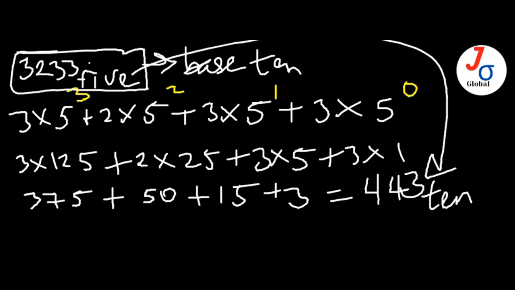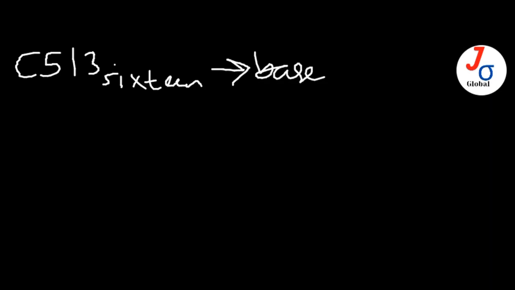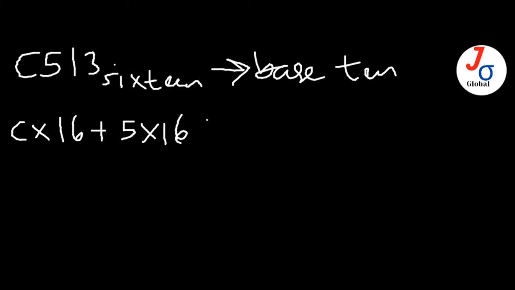So we have this example, C513 base 16. I'm converting that to base 10. So how do we do this? Can you try this yourself? Okay, try it. Pause the video and try it. Okay, so you have C multiplied by 16 plus 5 multiplied by 16 plus 1 multiplied by 16 plus 3 multiplied by 16.